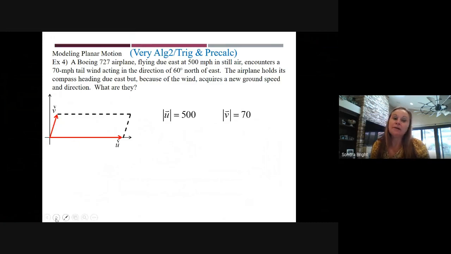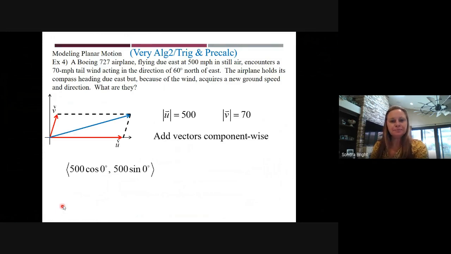All right, so I'm going to use the parallelogram rule, which we went over yesterday. And so I finished off the parallelogram, and then u plus v would be this vector going to the diagonal. And so we can just add them component-wise. So that's 500 cosine of 0, sine of 0. The angle is 0 for u with a magnitude of 500. That's u's components.